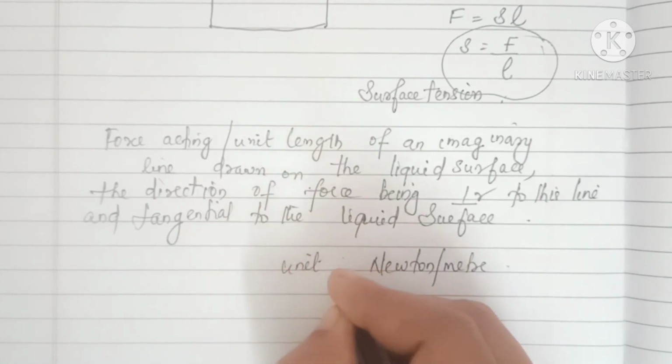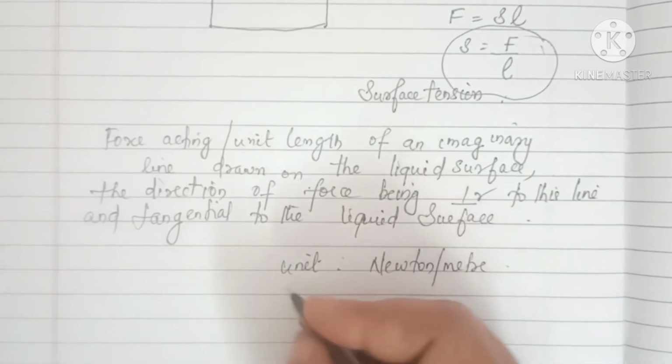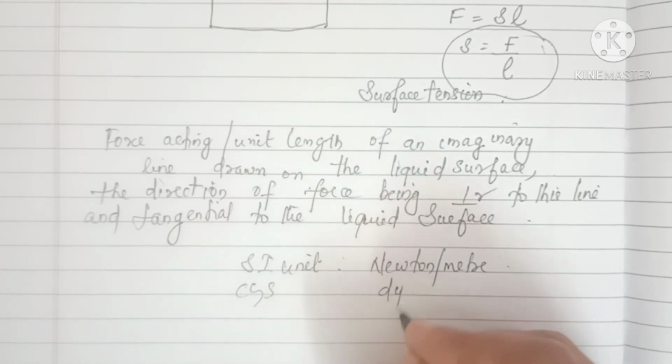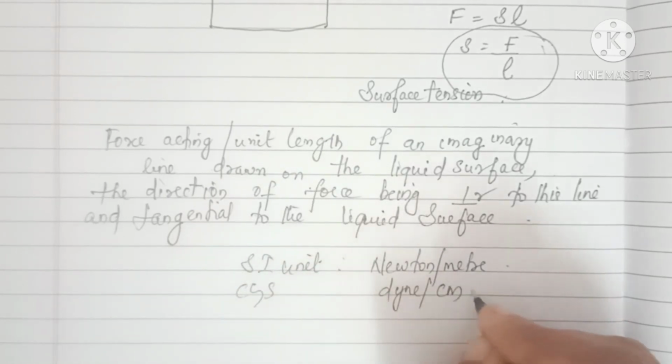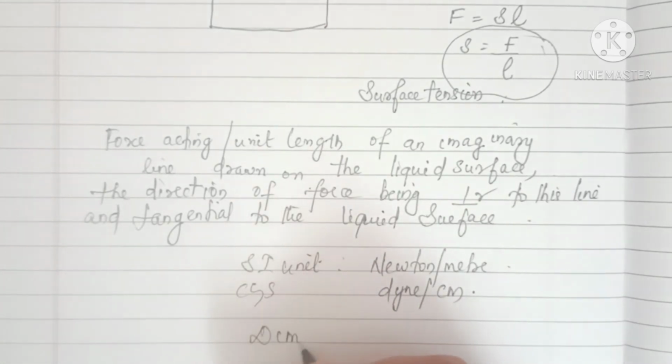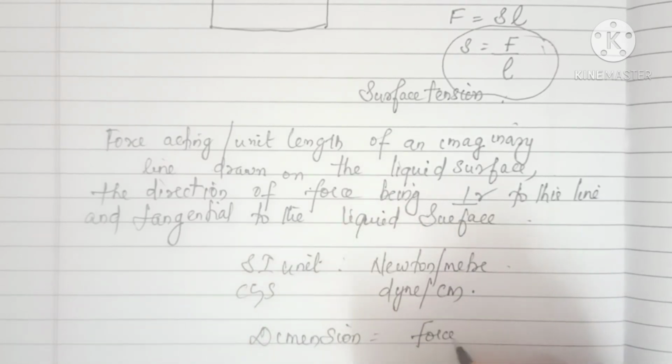The unit is Newton per meter in SI. If it is in CGS, you can write it as dyne per centimeter. Clear? Now what about the dimension? Dimension is equal to force by length. Clear? Force by length.